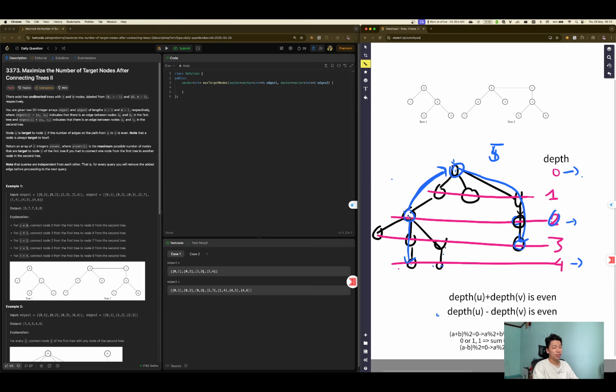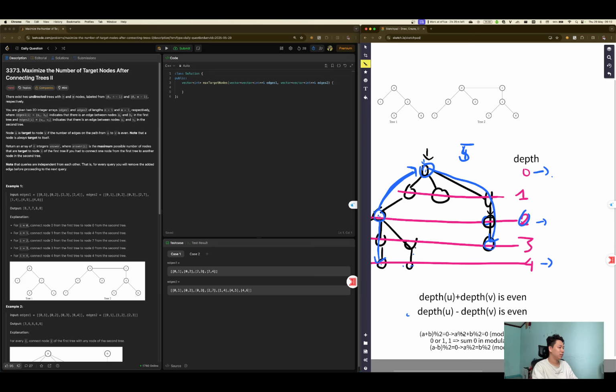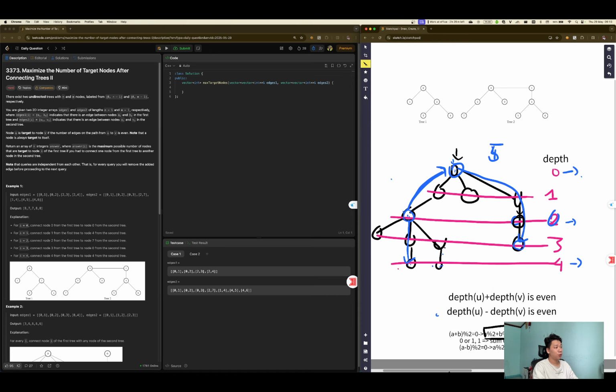So the same here. All we need to do is find only two cases, even and odd: find the nodes that can reach the root with even steps and odd steps. We only need to care about nodes of the same parity depth.